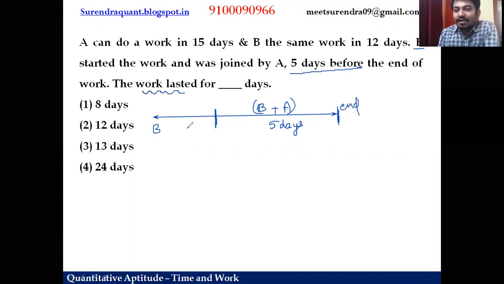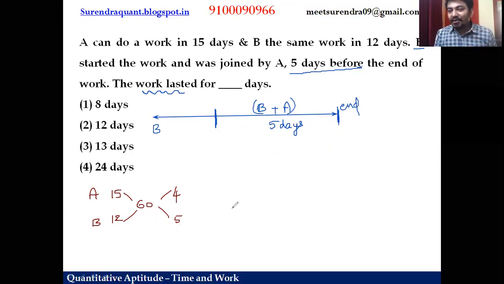So now let us go for LCM analysis. A can do the work in 15 days. B can do the same work in 12 days. LCM is 60. 1 day work of A is 4 units. 1 day work of B is 5 units. So we are simplifying 60 by 15 as 4, which is 1 day work of A. 60 by 12, 5, which is the 1 day work of B. But let us come to the condition now.